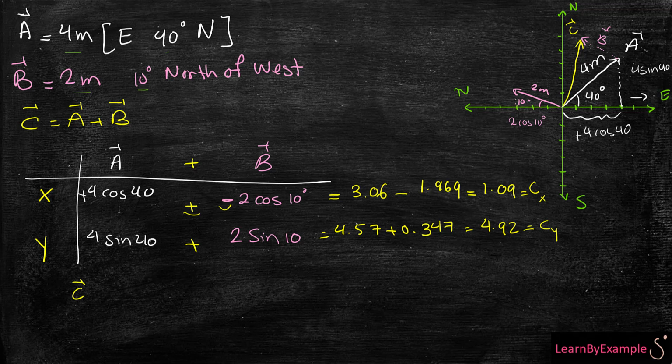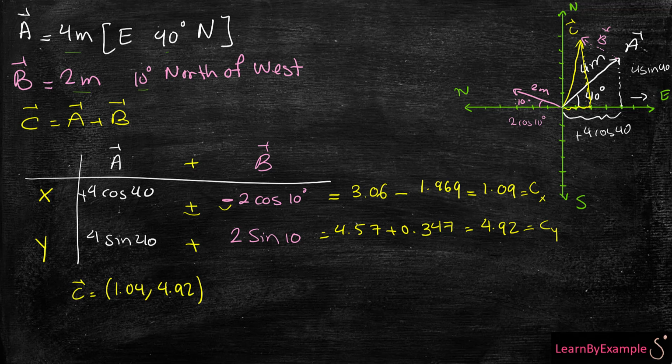Now, if I were to write it better here, I will have 1.04 and 4.92. So these are just the components of my vectors. And how is my vector C going to look like? So vector C is right over here. I know what the x component is, and this is the y component.